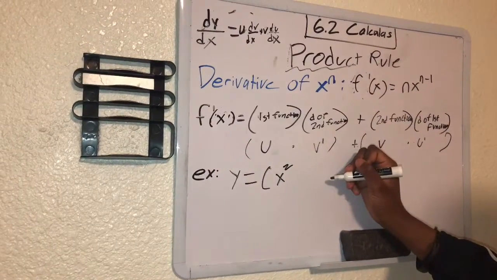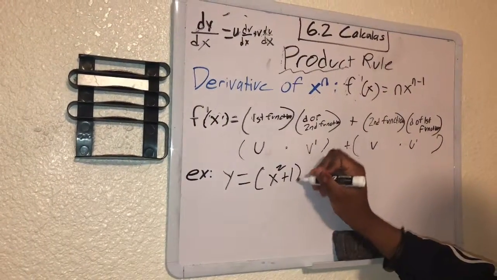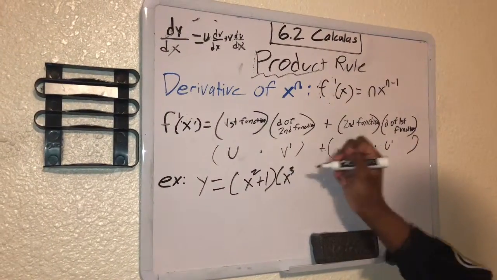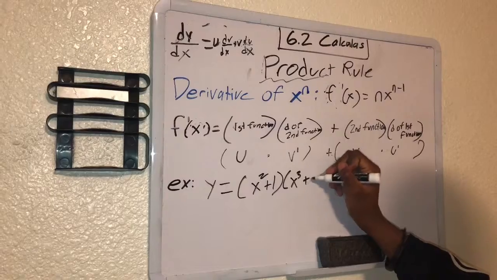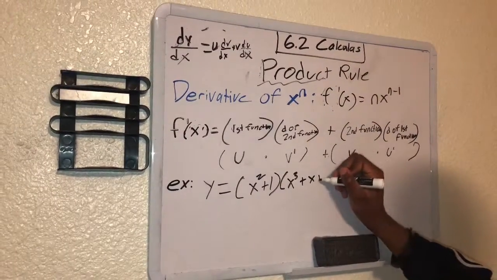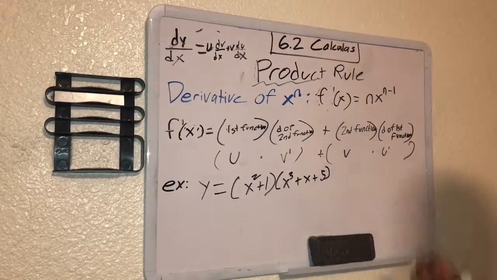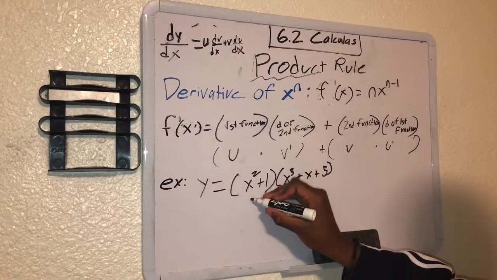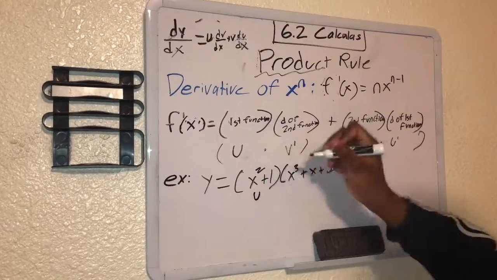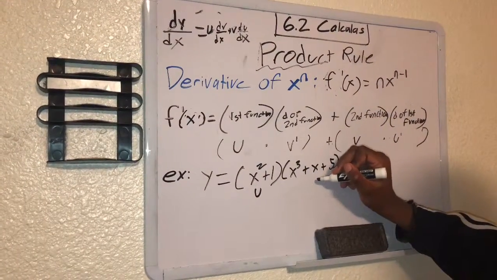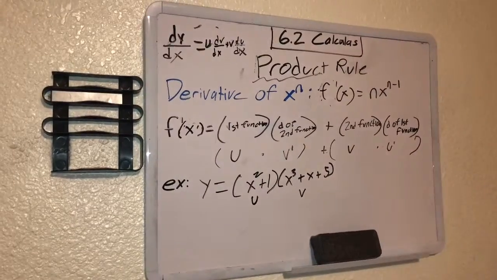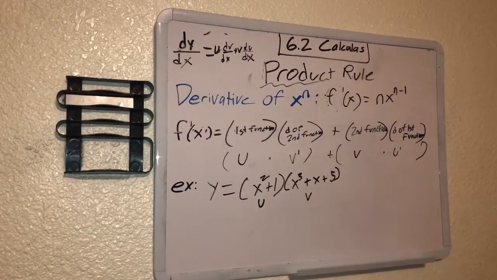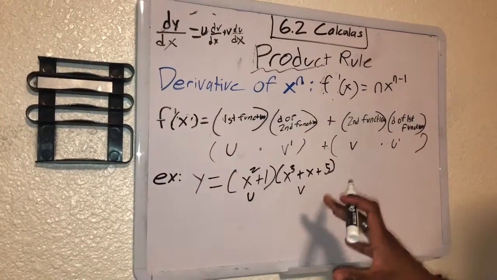x squared plus 1 times another function. You have x cubed plus x plus 5. Now over here, this is what I mean by u and v. This function right here is u, and this function right here is v. So all we have to do now is just plug the different things into the formula.